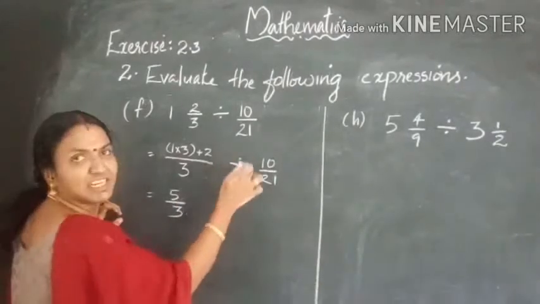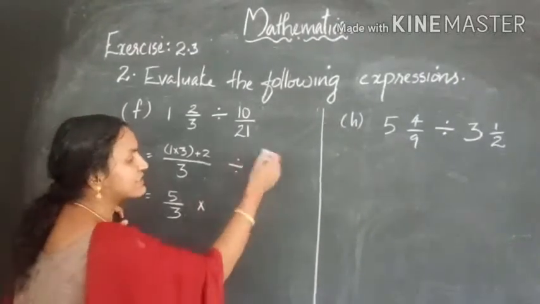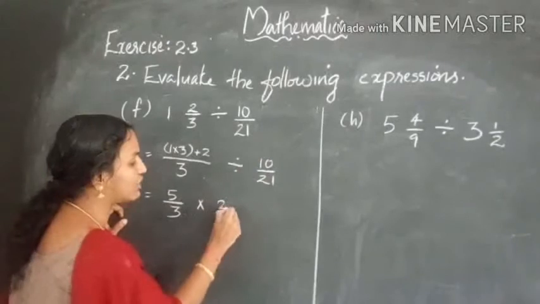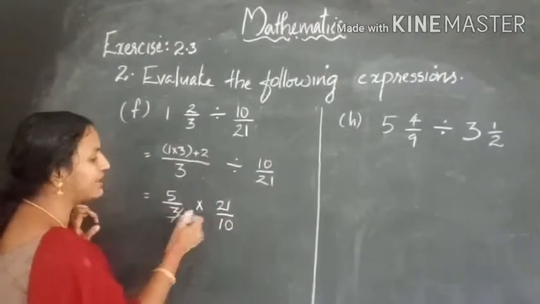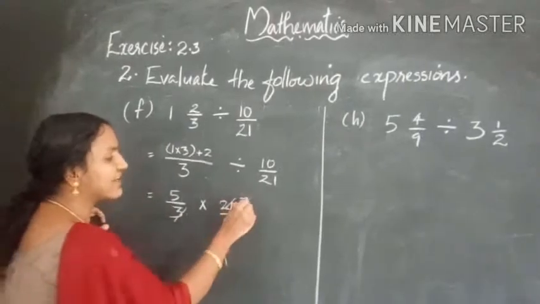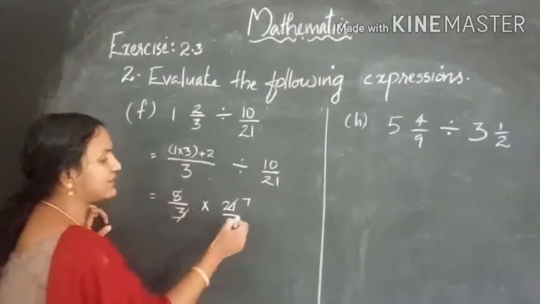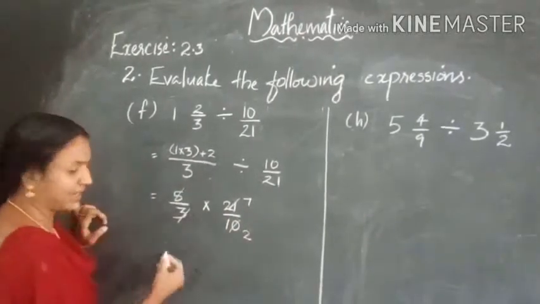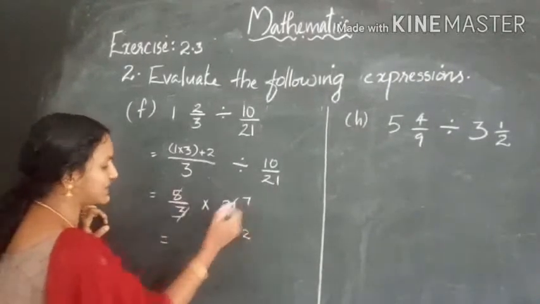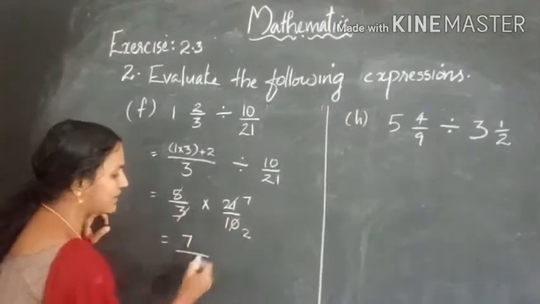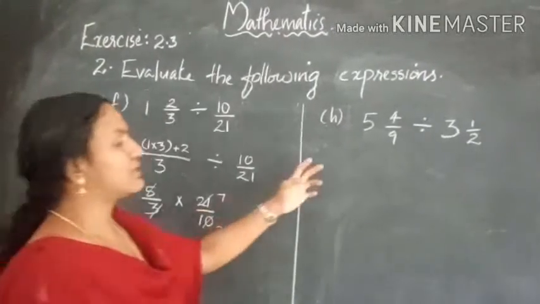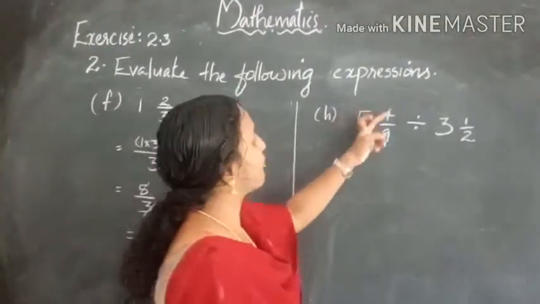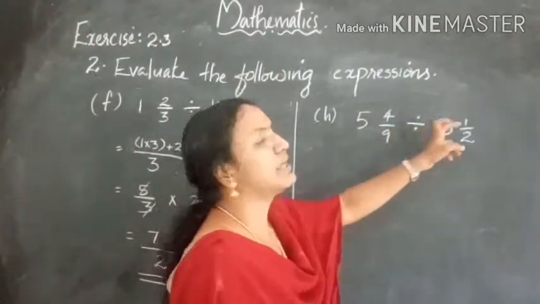Here the operation is division, so multiplying the reciprocal of 10 by 21, which is 21 by 10. You can cancel 3 and 21. 7 3s are 21. 5 and 10, 2 5s are 10. It is equal to 1 into 7, 7 divided by 1 into 2, 2. 7 by 2.